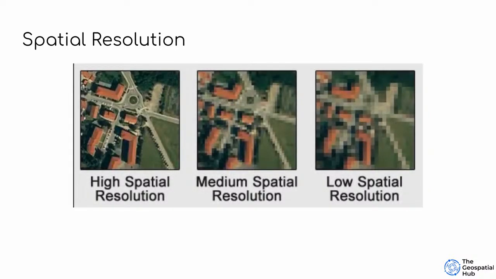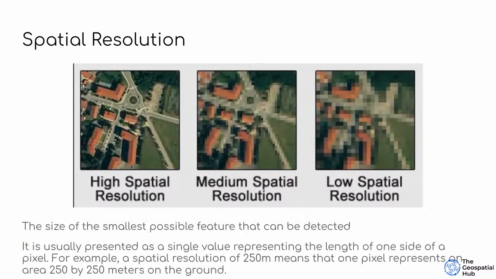Looking at this image, the image on the far right has a high spatial resolution, the image on the far left has a low spatial resolution, and the one in between has a medium spatial resolution. Spatial resolution is basically the size of the smallest possible feature that can be detected. It talks about the details of the pixels we have in an image.